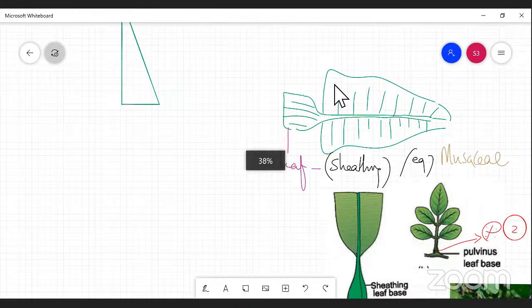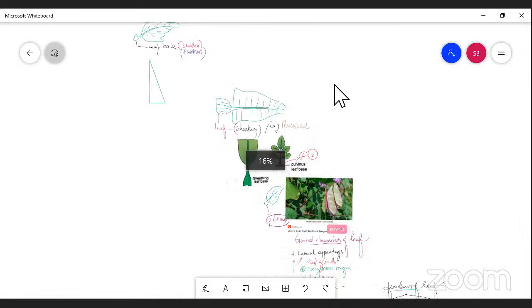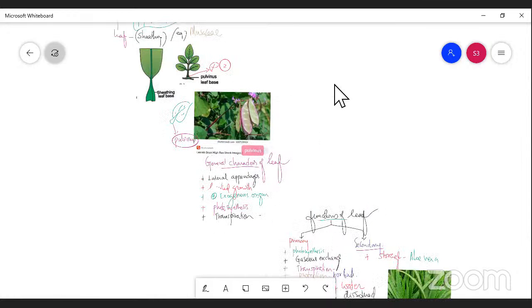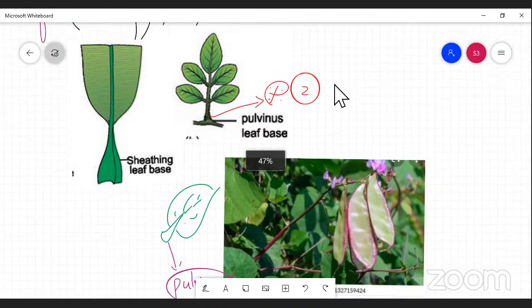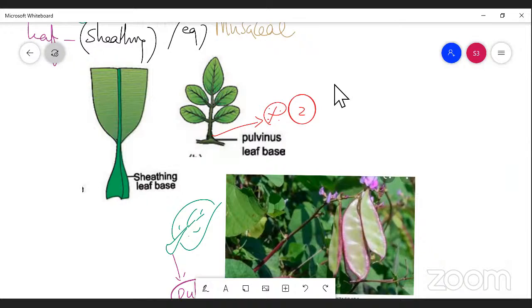When we talk about the parts of leaf, you find the base of the leaf which becomes very swollen. Such a condition, what is it called? Pulvinus. Very good. Sometimes the leaf base becomes like a sheet-like structure. What is it called? Sheathing. I think this leaf sheathing is very familiar. One of the plants which is widely used is banana. Very good. That is the right example for leaf sheathing and pulvinus, right?